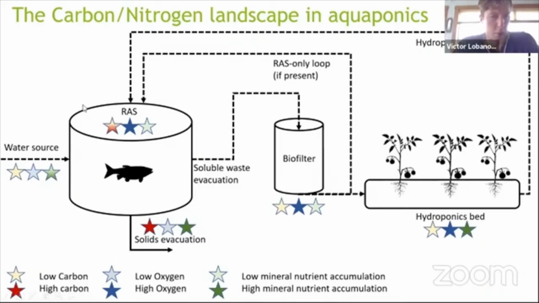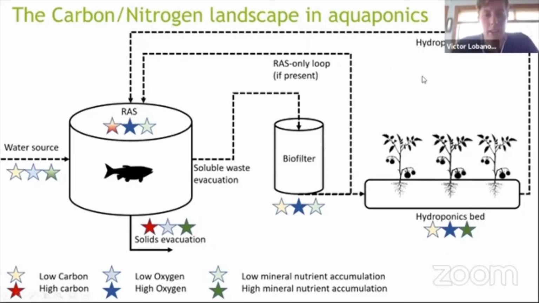So the water source can have variable mineral nutrient accumulation depending on where it's coming from, which aquifer, what your surrounding geology is like. In the recirculating aquaculture system, you can have variable amounts of carbon depending on your flow rates and such. But once you go downstream of that, it's pretty straightforward. Like your solids, of course, you're going to have a lot of carbon, a lot of mineral nutrients, very low oxygen. So that's generally going to push the community in a certain way.